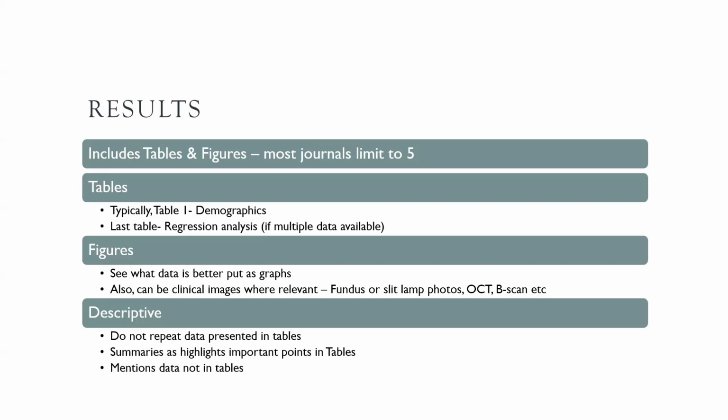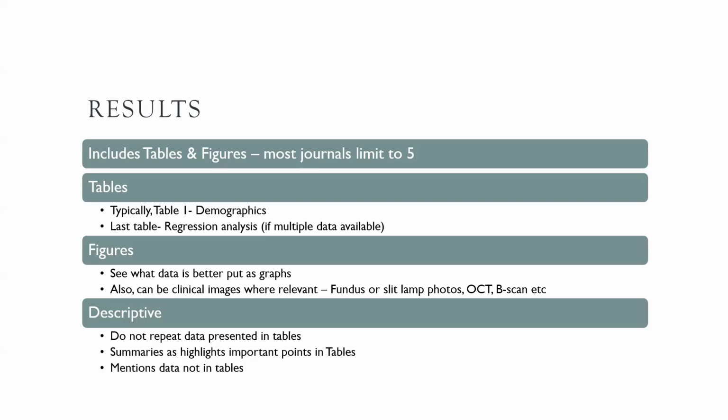Table 1 usually is the demographics table. And the last table can be a regression analysis table if you have significant data points in the regression analysis to present. Figures, again, look at what data looks better rather than reads better. Also, in articles, having a graph or two adds some color to the black and white, rather than just having tables and written text. And of course, clinical images are very relevant wherever it is possible.